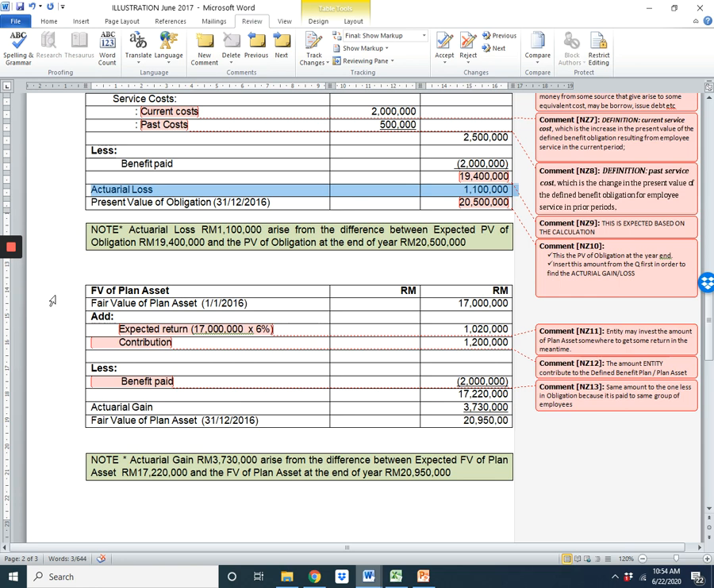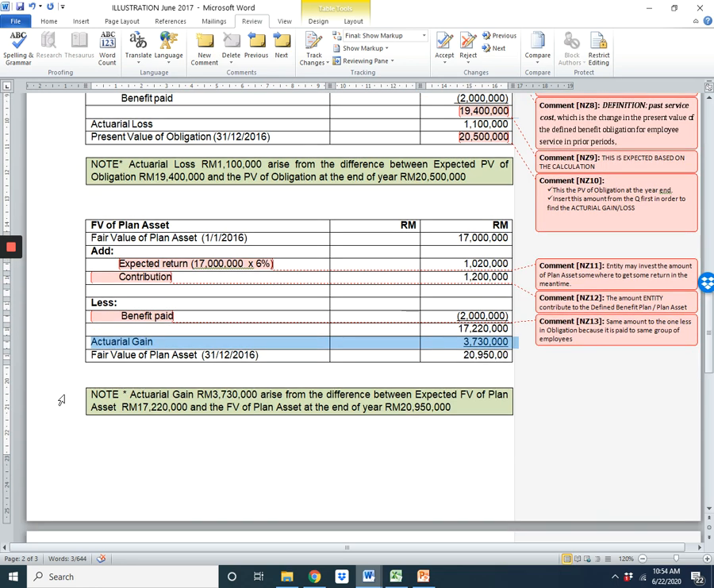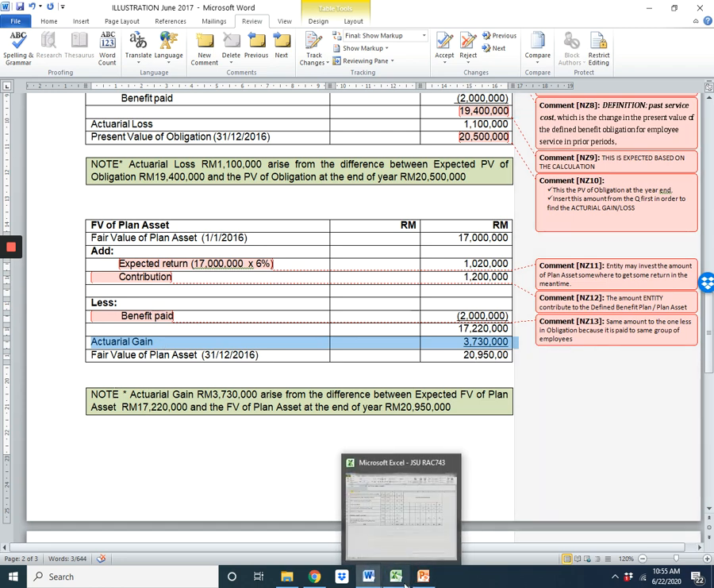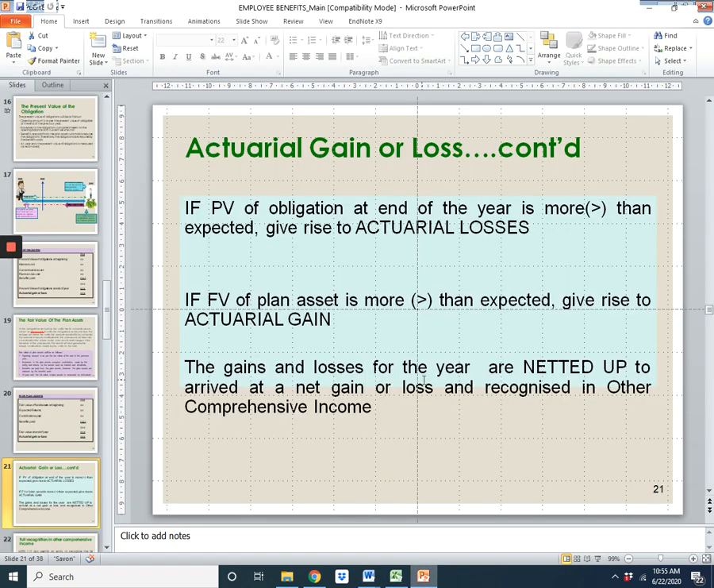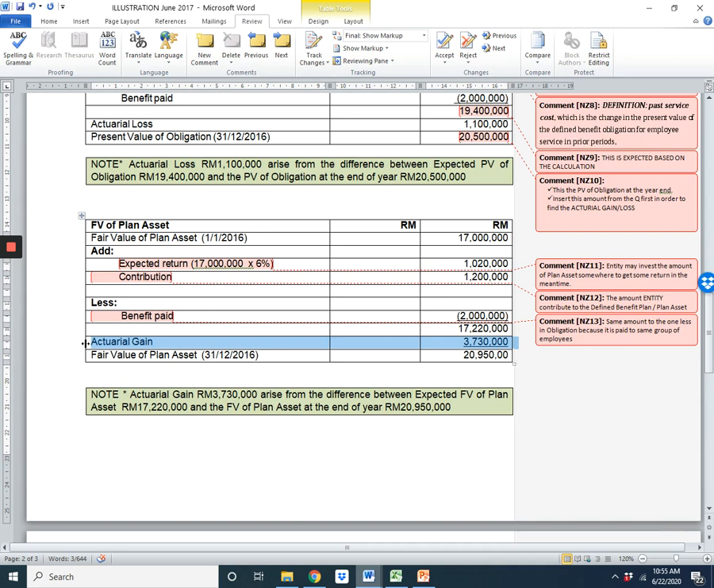You kena kira juga fair value of plan asset. So you buat yang sama. Okay, this is lebih kurang macam what you add, what you less. Actuarial gain also come from the difference. So in here, bukan actuarial gain. You compare. Bila you compare expected, okay, bila you compare expected fair value of asset, if the fair value is more than expected, give rise to actuarial gain. Okay, maknanya actuarial gain ni terwujud selepas you compare.